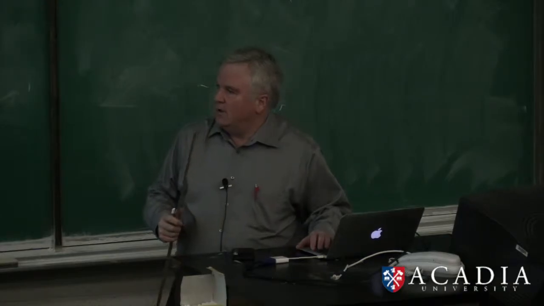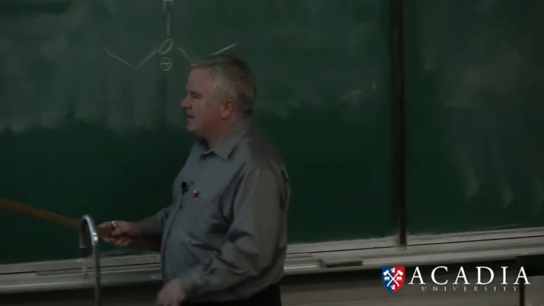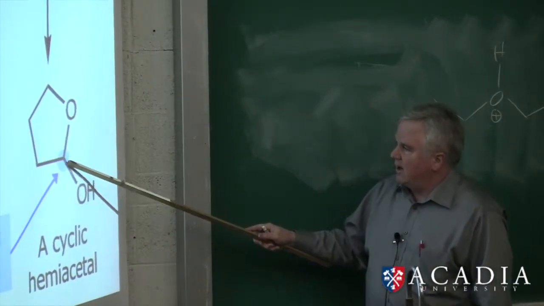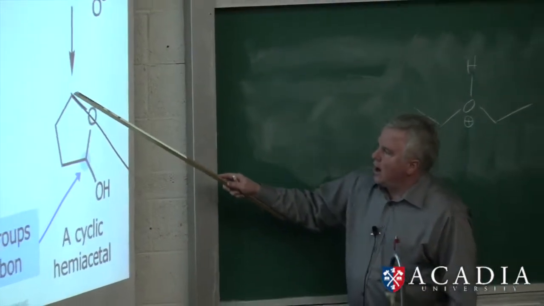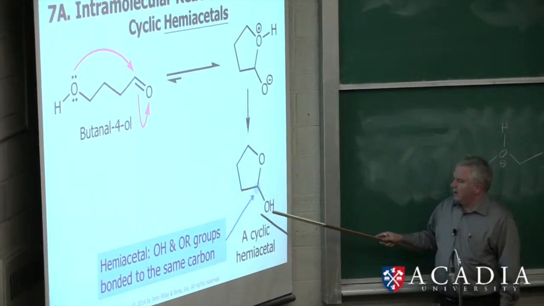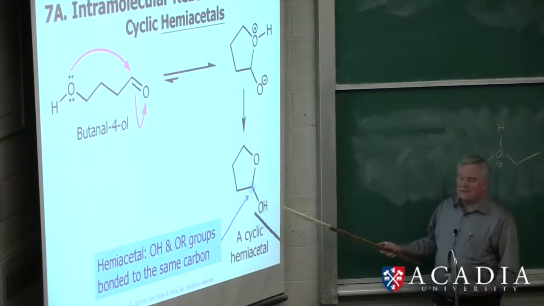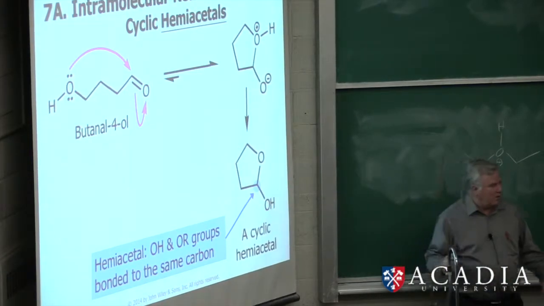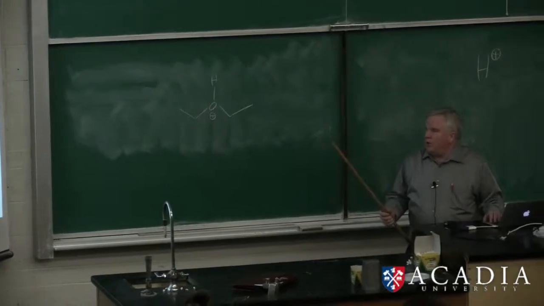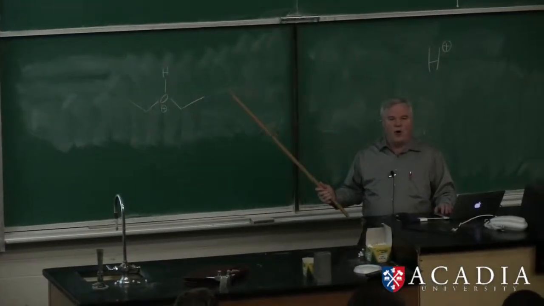Now, this is called a hemiacetal because it has an alkoxyl group. This is from here, this is an OR. Just so happens that the R is connected to the rest of the molecule. And this is a hydroxyl group, so this is a hemiacetal. Hemiacetals are fairly common.